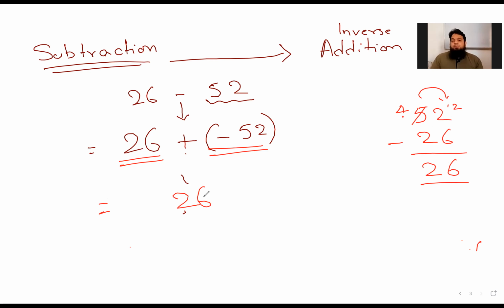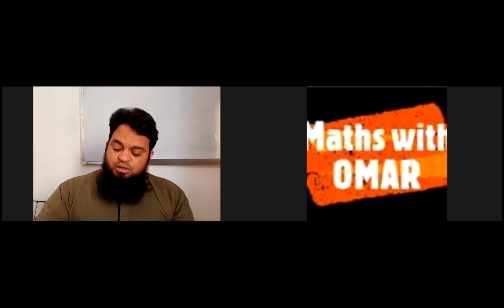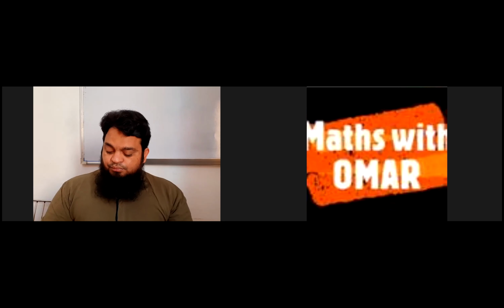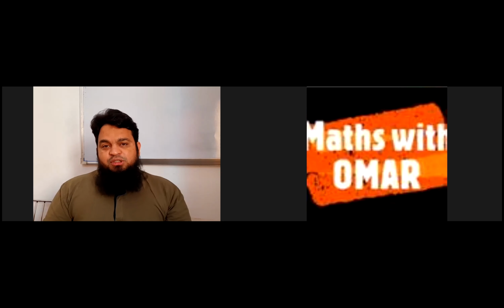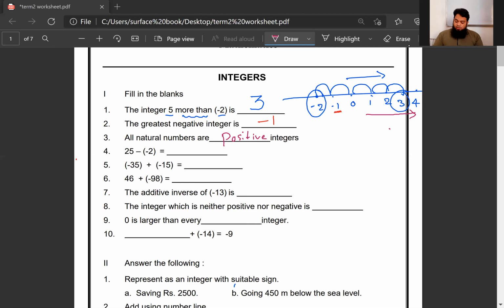What is the bigger number over here in 52 and 26? 52 is the bigger number. The sign of 52 is minus. So the answer will be minus 26. Got it? I hope you understood the concept of subtraction and addition. Now go back to our worksheet which we are solving.